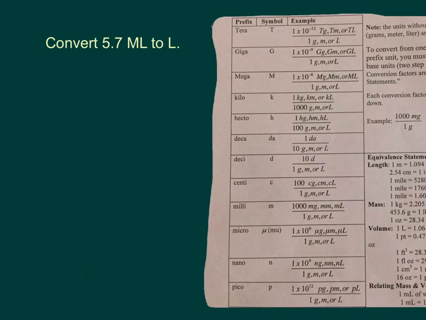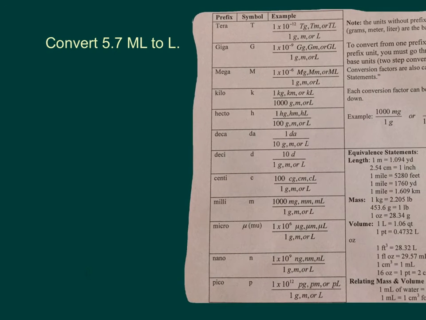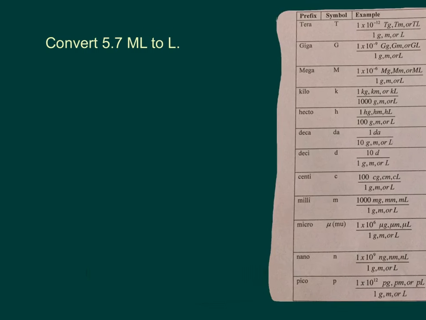Now let's do metric to metric conversions, using this chart here. The question says convert 5.7 megaliters to liters. So I find mega. There's my mega, and on here it's going to be megaliters to the regular liters. Let's push this out of the way just a bit.